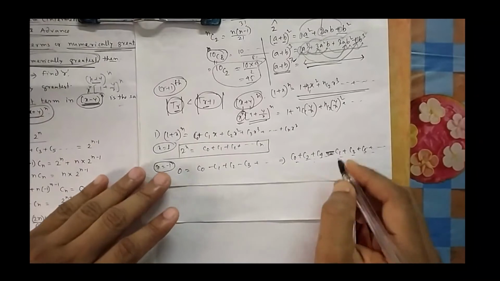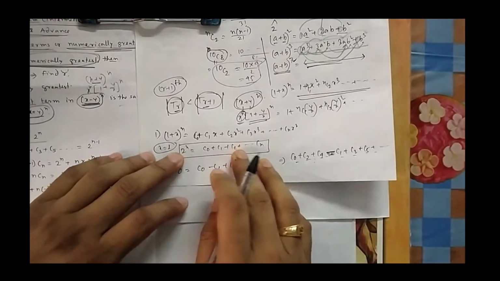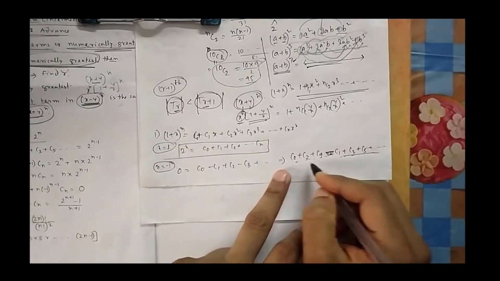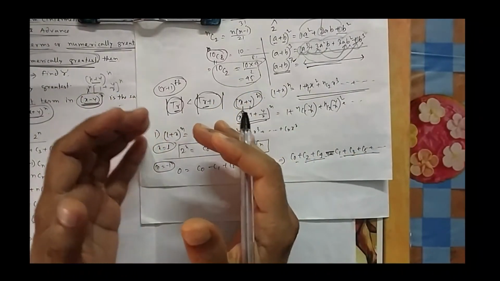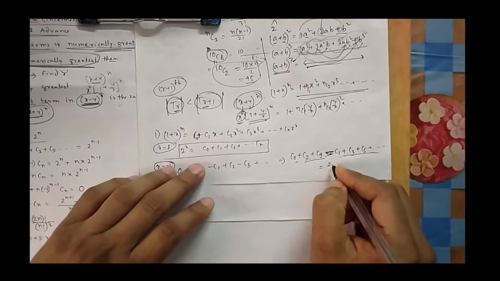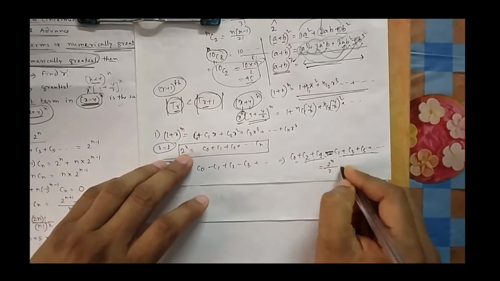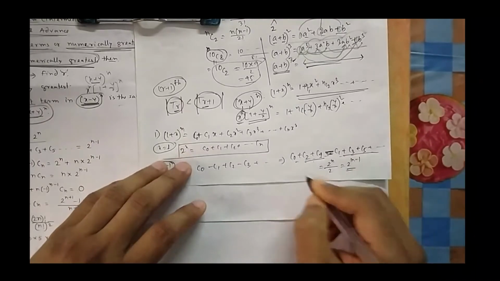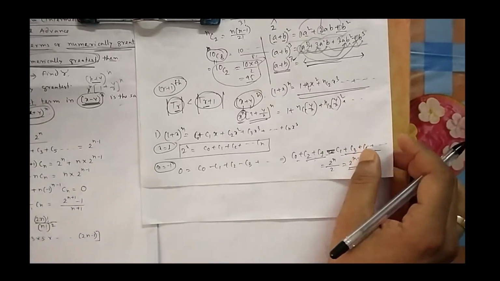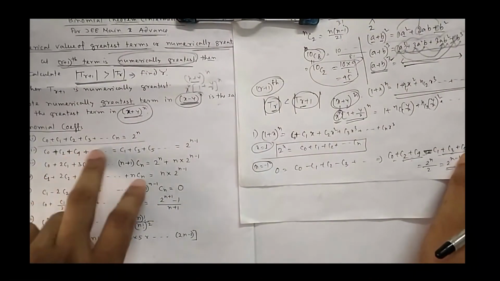So the sum of all is 2 to the power n, and they are exactly divided into two parts. Even sum is equal to odd sum. So if you have a total sum of 10, and even and odd are equal, both should be 5, 5. So both should be 2 to the power n, the total sum divided by 2, which is 2 to the power n minus 1. So this becomes the proof of the second one. Very easy to remember. You can see even sum is equal to odd sum, which is 2 to the power n minus 1.